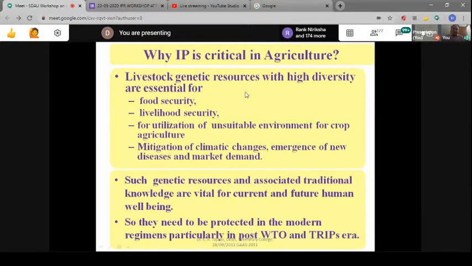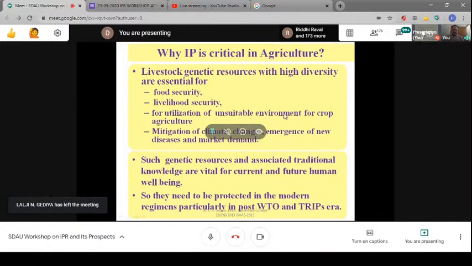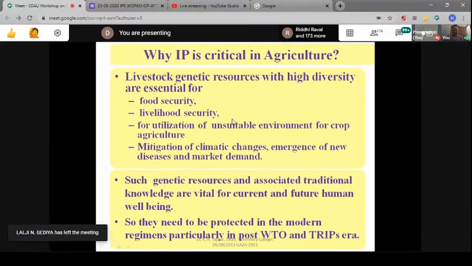We do not deny their claim, but as far as livelihood and socio-economic upliftment are concerned, the agriculture and livestock sectors are the backbone of the country, and they will remain the backbone for years to come. Our agriculture sector also has the potential for utilizing unsuitable environments for crops and mitigating climate change. So these technologies are very vital for the growth and sustainable development of India.